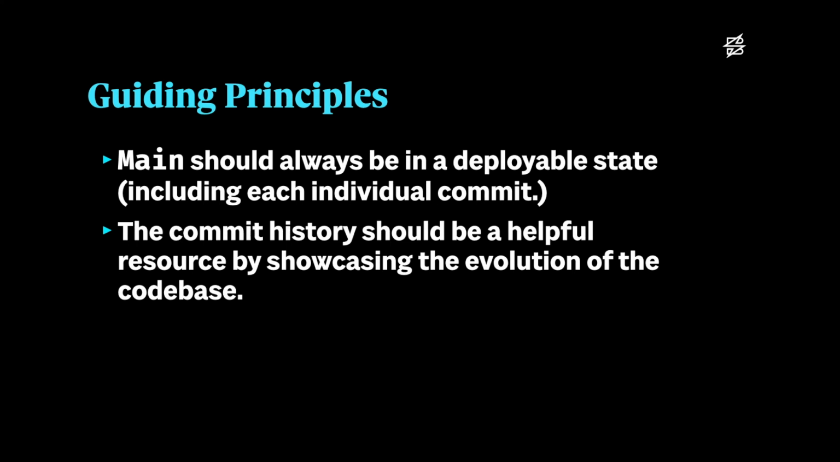At Sparkbox, these are our guiding principles. It's that main should always be in a deployable state. Going even further, each individual commit represented in main should also be deployable. This makes it easier for us to roll back or revert a commit that introduces breaking changes. Additionally, we believe that the commit history should act as a resource that shows the evolution of your code and not just relegate the commit history as a ledger of chronological changes.